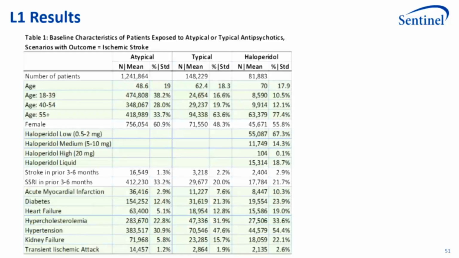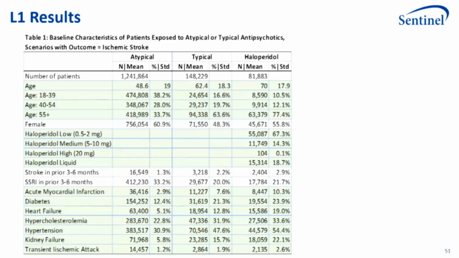Highlight of level 1 results. Unfortunately, given the limitation of time, I will not be able to show the full results. But some useful information, like Noel already mentioned, we provide the baseline characteristic table, or AKA Table 1s, for each of the exposure cohorts that we defined in our level 1 analysis.